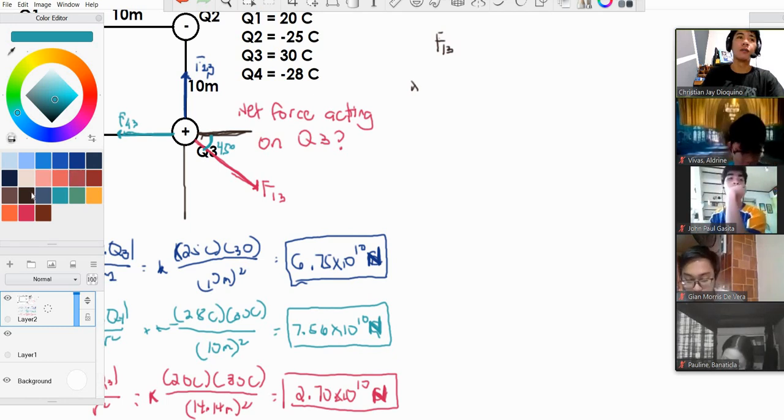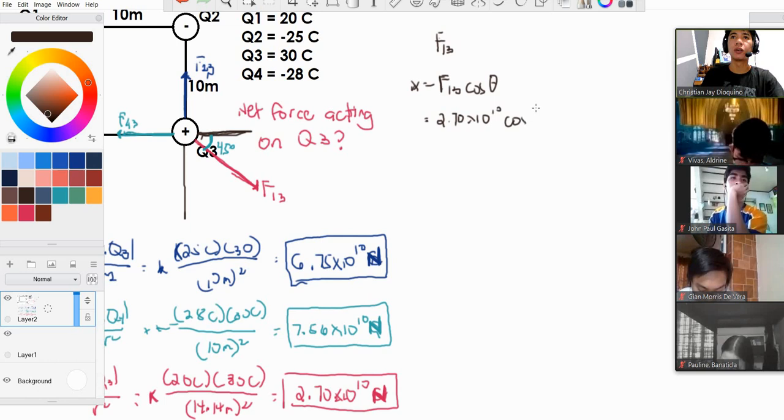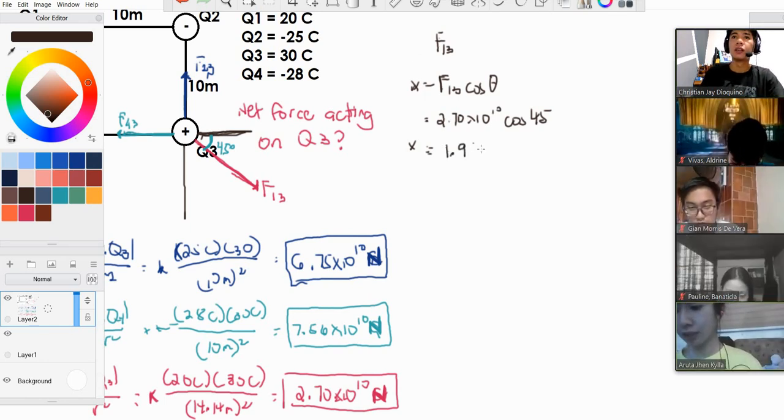Okay, so we have x, F13 cosine the angle. So we have 2.70 times 10 raised to 10 cosine 45. Then our x is 1.91 times 10 raised to 10 Newtons. So this will be our x component.